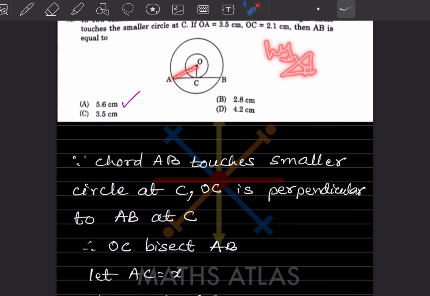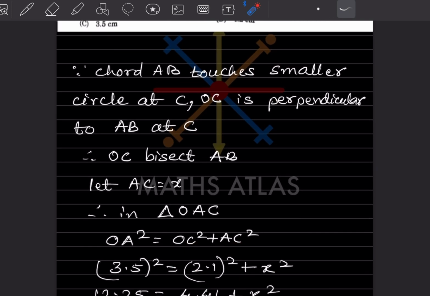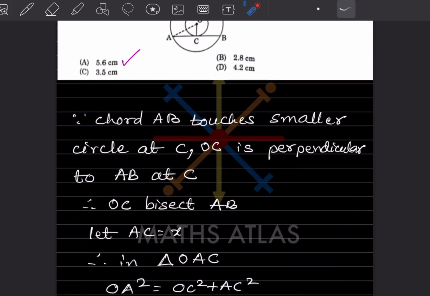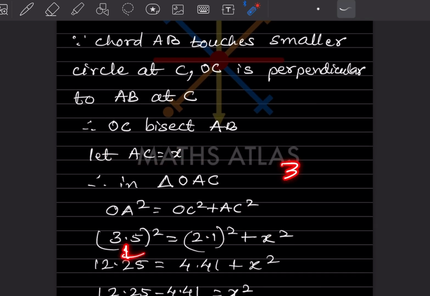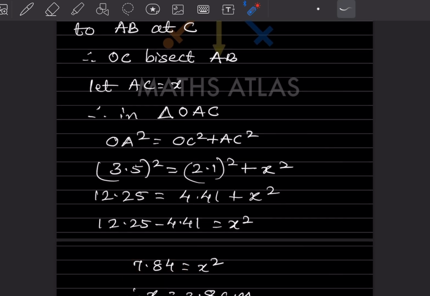So OA square is going to be OC square, the height square, plus the base square, that is OC square plus AC square. Now OA is already given, that is 3.5. OC is already given, that is 2.1. And we don't know AC. We have considered AC as x. So when you square, 3.5 into 3.5 is 12.25. Again 2.1 into 2.1 is 4.41 plus x square. So if we take it on this side, it is minus 4.41 equal to x square. After solving this, we get 7.84, that is x square. So x is going to be 2.8.